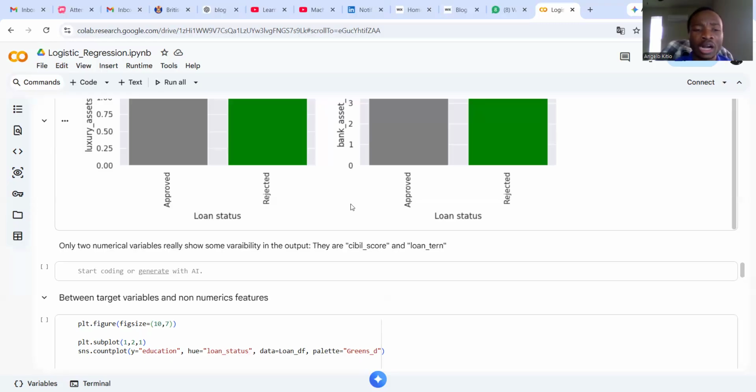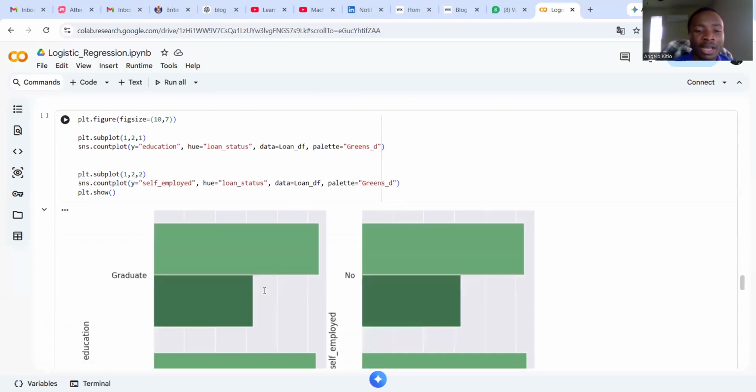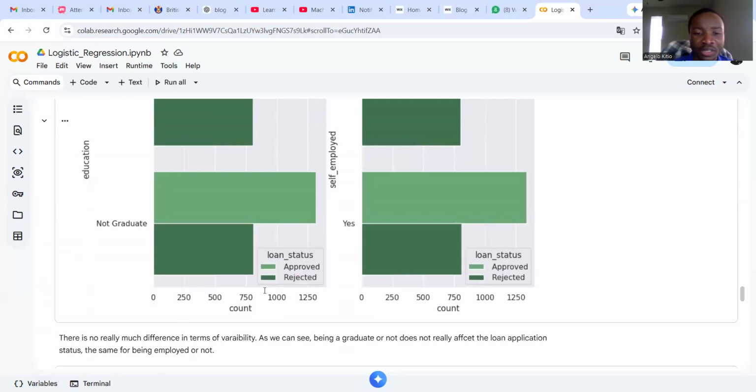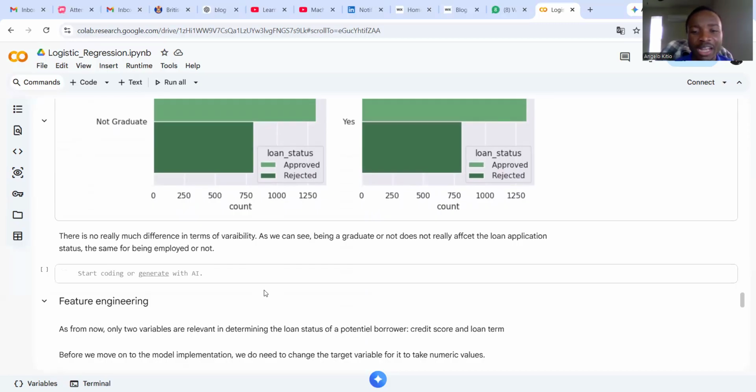It's actually a very good way to show your work if you are presenting to someone, like a stakeholder or your manager or whatever. And then I did the same with the other categorical variables as well. I found out that having a higher level of education, like a master's degree or a doctoral degree, does not necessarily mean that you get your loan approved compared to someone who maybe has a high school degree. So education level does not matter here.